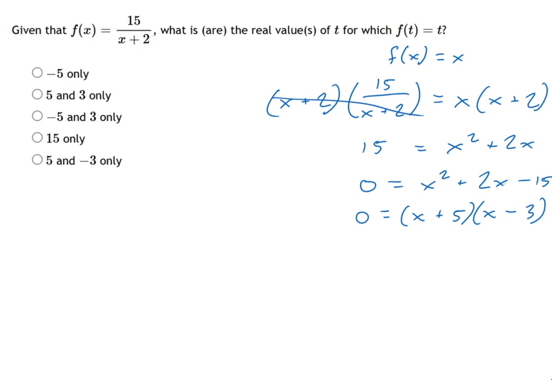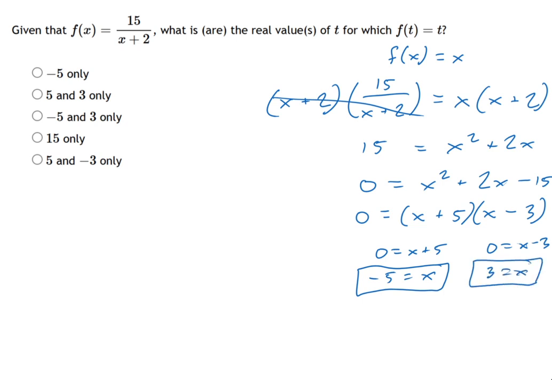And now if I solve it, that's one step further. I'm going to say 0 equals x plus 5. That means negative 5 equals x. That's one of my solutions. And this one over here, I'm going to say 0 equals x minus 3. So 3 equals x. That's my other solution. So I have two solutions. X equals 3, x equals negative 5. And you can see those values. Yep, they're there, right here.